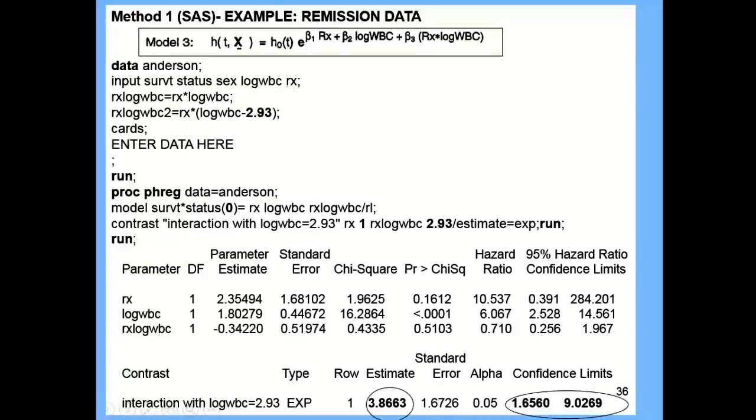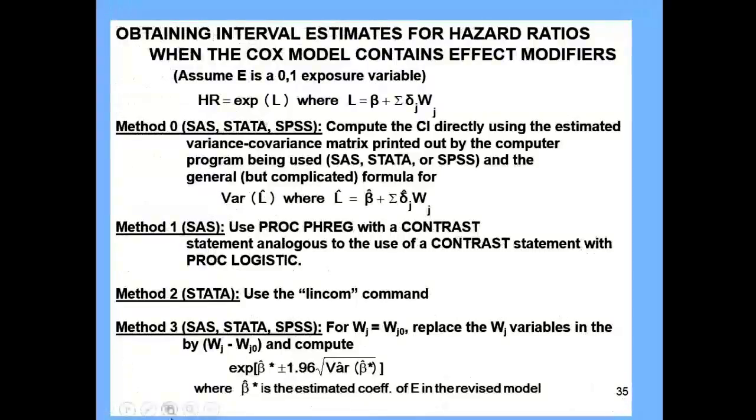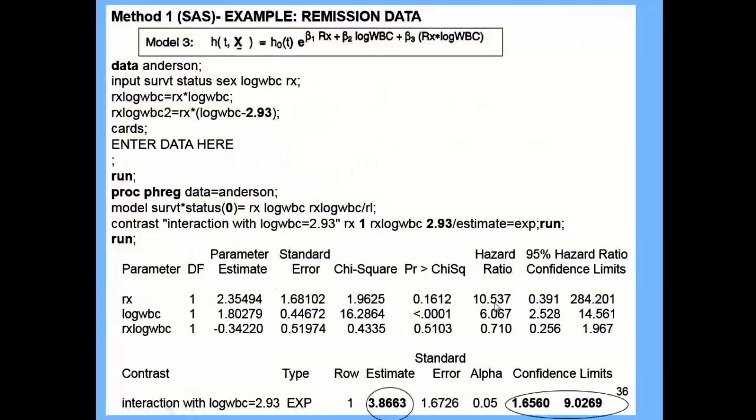So if I want to add to the model a product term, I better define it. That's what this variable underneath input is. It's the product of treatment times log white blood cell count. Now, I have another variable defined that's also a product, Rx times log white blood cell minus 2.93, that has to do with method 3, which you don't really need to worry about. So I just want to show you method 2, okay?